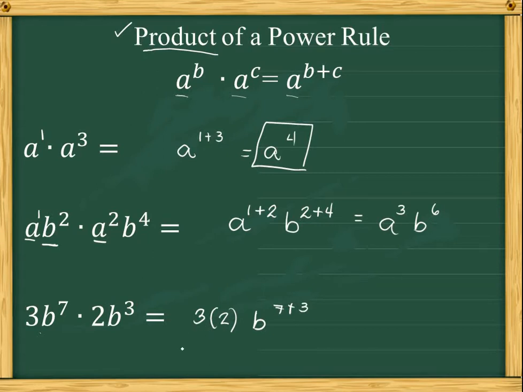So, 3 times 2 is 6. B raised to 7 plus 3 is 10. Therefore, 3b raised to the 7th power times 2b raised to the cube is 6b raised to the 10th power.